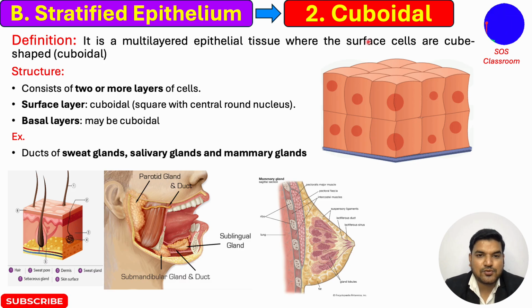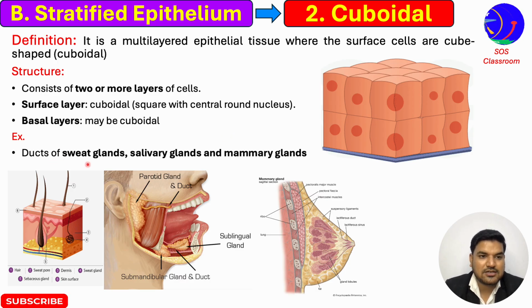Next is the stratified cuboidal tissue. Cuboidal tissue is present in cube-shaped cells. It consists of two or more layers of cells, and the surface layer is cuboidal or square with a central round nucleus. You can see the central round nucleus, and the basal layer may be cuboidal.